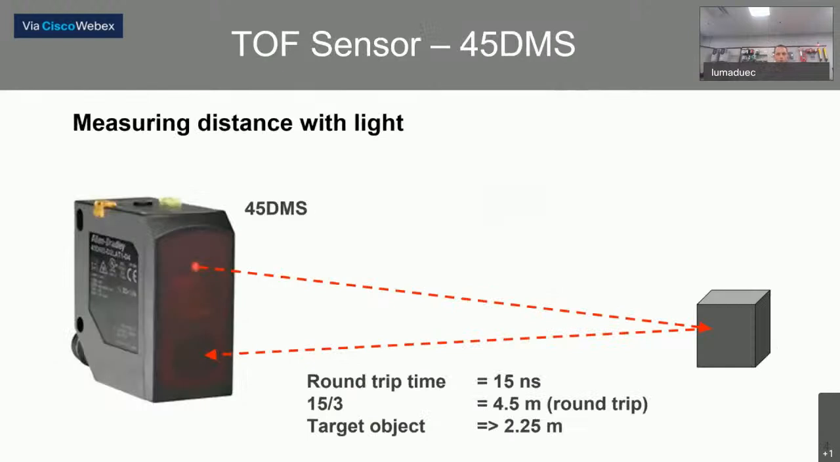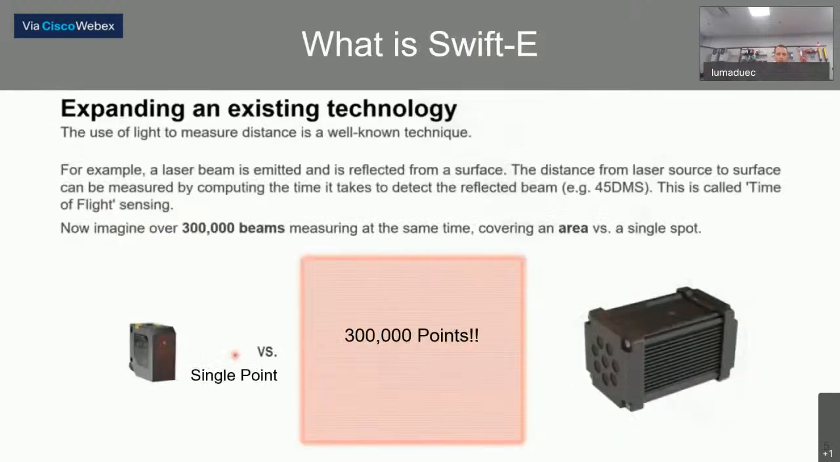Time-of-flight's not new to Rockwell. This is the 45 DMS, distance measurement sensor. It's a single-point time-of-flight sensor, primarily used for long-range presence, absence, and distance applications. So SwiftE is really just expanding on that technology. Now, instead of a single laser point, SwiftE has over 300,000 individual points of light within the 640 by 480 pixel field of view. Each of these points can be considered a separate sensor within that field of view.